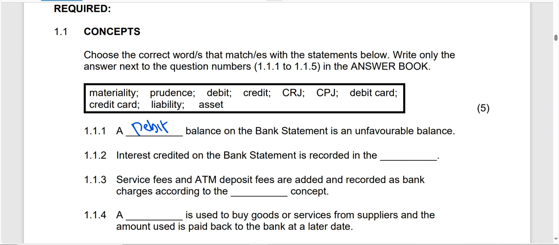And then the next one says that interest credited on the bank statement is recorded in there. In other words, they want us to tell them the name of the journal that we are going to record the interest that will be on the credit side of the bank statement. Remember, if our interest is credited, it means that we are earning interest income, so therefore this will go to the CRJ.